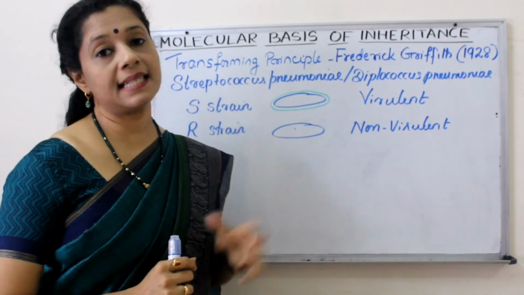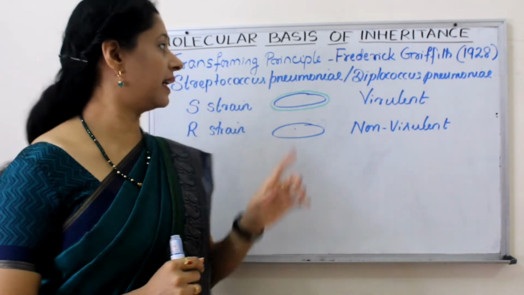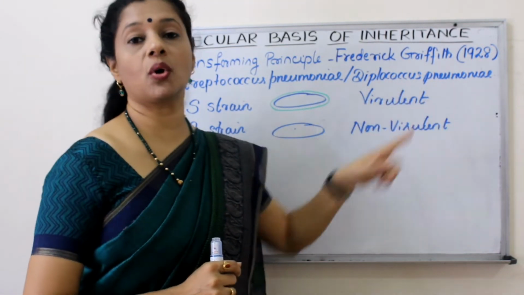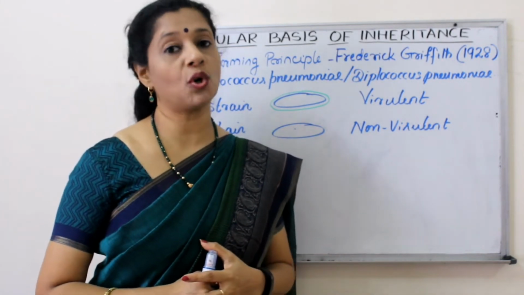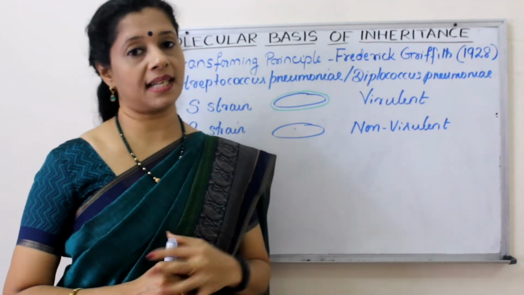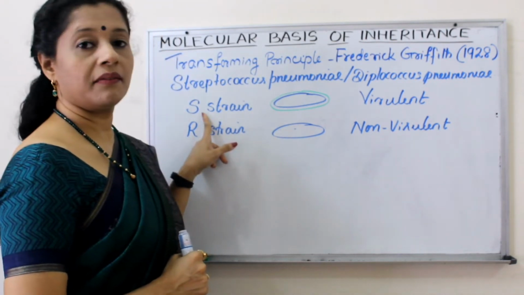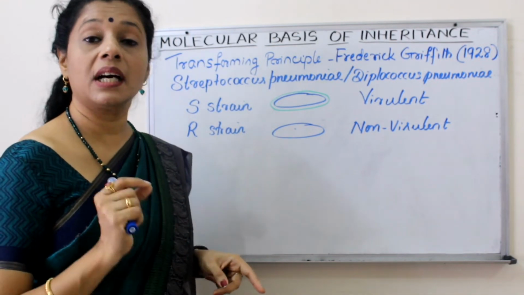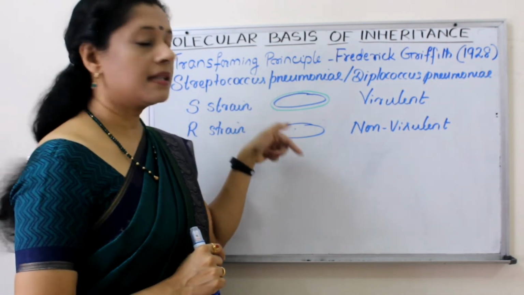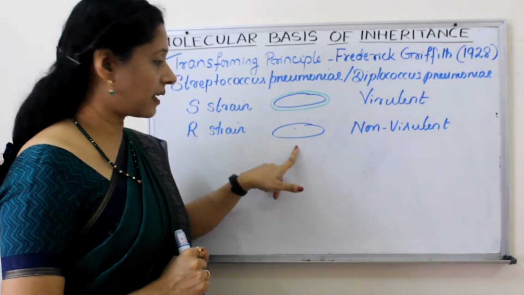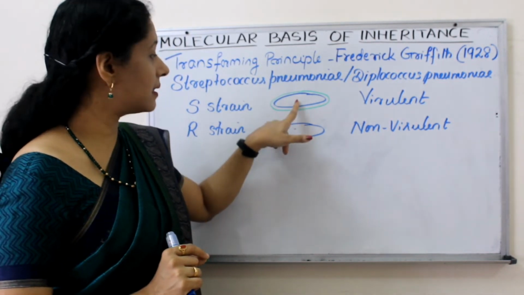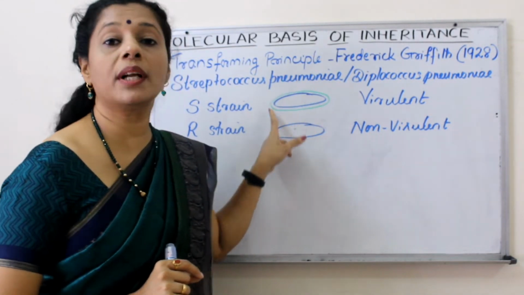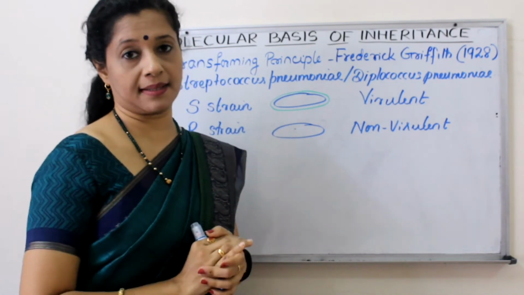So he conducted his experiment in a type of bacterium called Streptococcus pneumoniae, or it is otherwise called Diplococcus pneumoniae, or we simply say Pneumococcus bacterium. Two strains are there. S strain, which is otherwise called a smooth strain, and R strain, otherwise called a rough strain. Why is it smooth and rough? This one is rough in appearance, whereas the S strain or the smooth strain has got a polysaccharide coating over it, making it smooth in appearance.